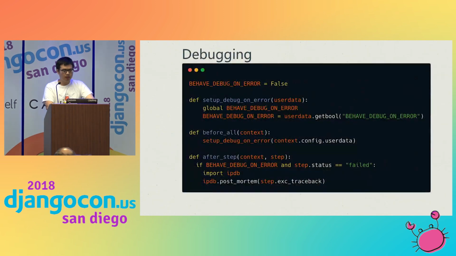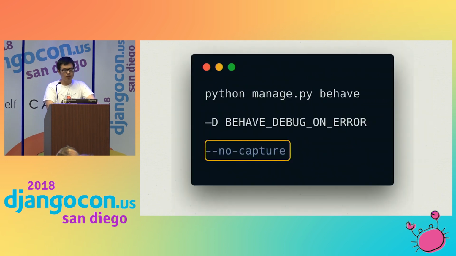Here's the code for debugging. And as you can see, we want to have this in a debugging mode. So when you set an option for it, we say behave debug on error, it's turned on. And then if it fails, usually it's in your step. So after the step, you're going to trace back your stack and see where it failed, to check out the variables, check out your logic. Yeah. So that's how the command looks like.